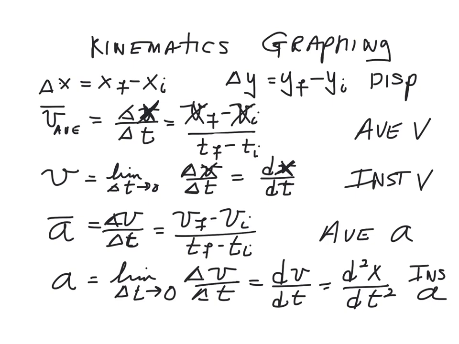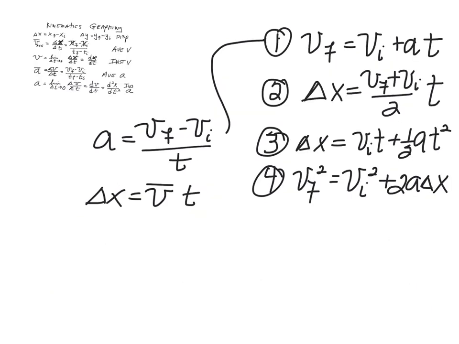Okay, one more thing before we start the graphing. From these equations, we derived 4 working kinematics equations. They're on your equation sheet. Write those down just for practice. These are our 4 working equations for kinematics. We're going to use them a lot. It's important to know that these are only good when the acceleration is constant. When the acceleration is constant, then the average and the instantaneous acceleration are the same thing.